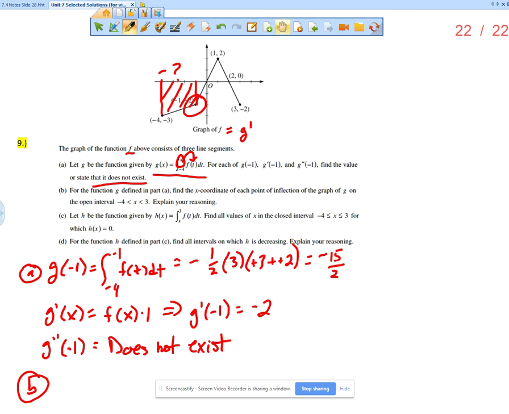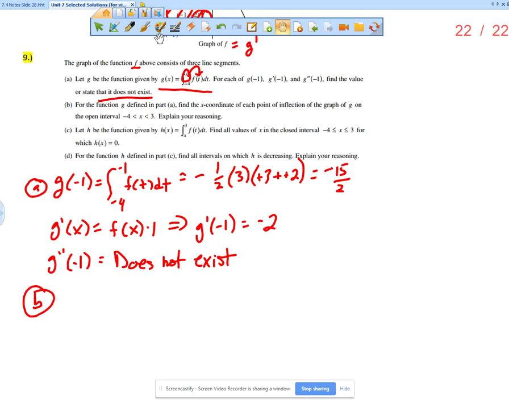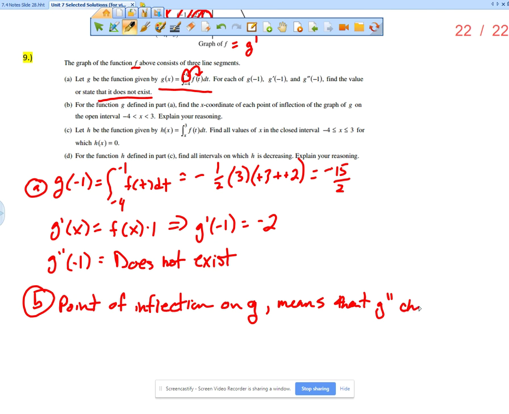Starting to explain our reasoning, we think about what a point of inflection means. This is really a Unit 4 question, but obviously in a Unit 7 question. So a point of inflection on g. It's very important that we use the correct names here. A point of inflection on g means that g double prime changes sign.